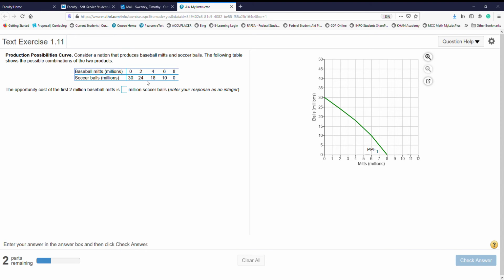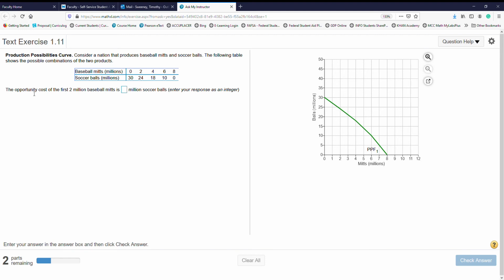So if they take away some resources from the soccer balls, if we go this way, to produce some baseball mitts, then they'll have to give up, right? They won't be able to produce as many soccer balls if they give up some resources for that production. They take people away, machines away, whatever, right?